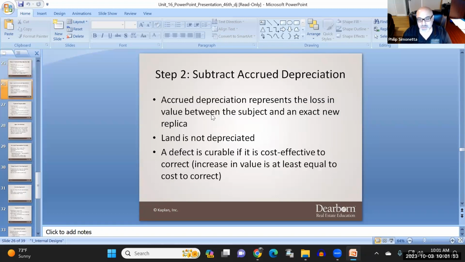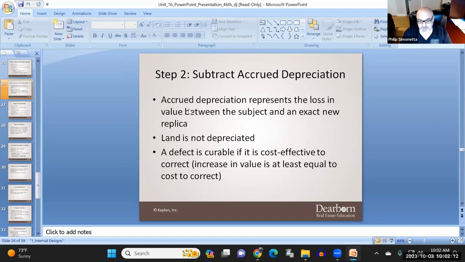Now, once they do that, they have a number. And then the second step is you have to subtract the accrued depreciation. So what's accrued depreciation? Accrued depreciation represents the loss in value between the subject and an exact new replica.